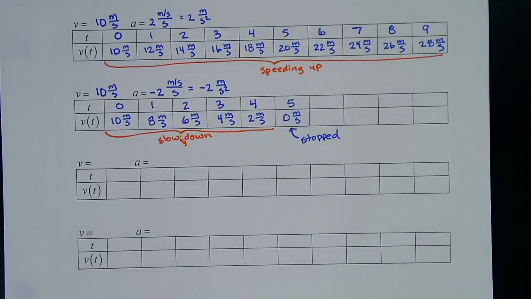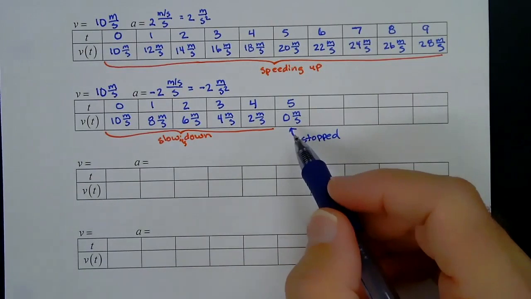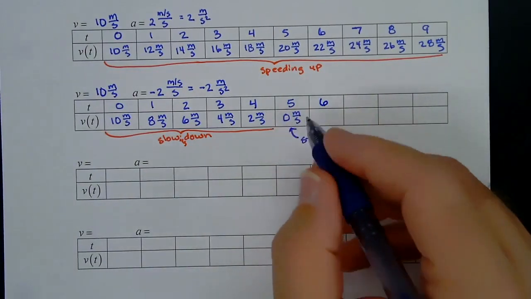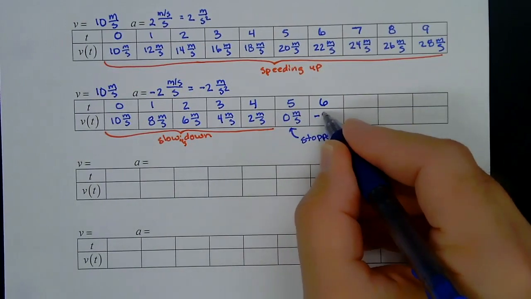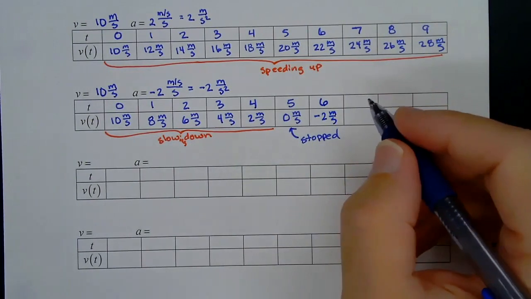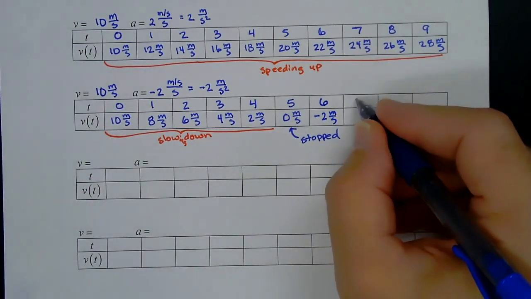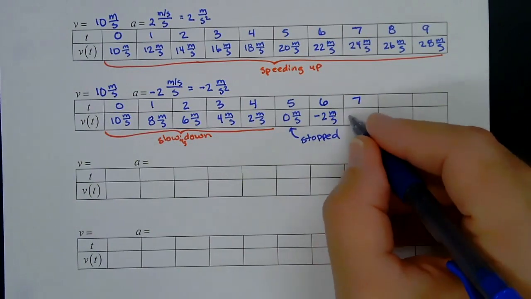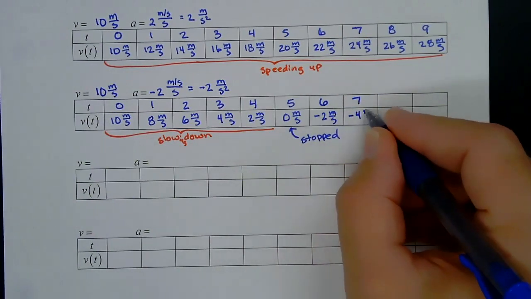All right, so now we hit 0, okay? And now 1 second later, we're at -2 meters per second. Because remember, it keeps removing it, okay? Every time it keeps removing. And now 1 second later, we're going to remove 2 from -2, which actually makes it become -4 meters per second.